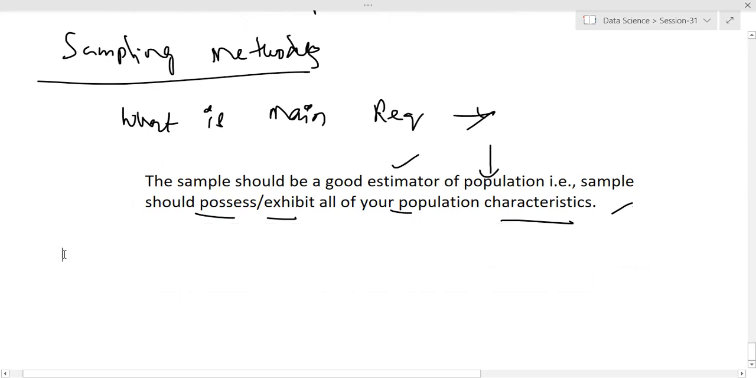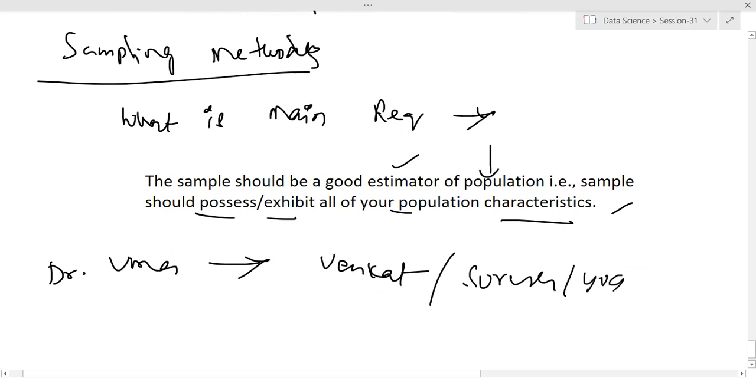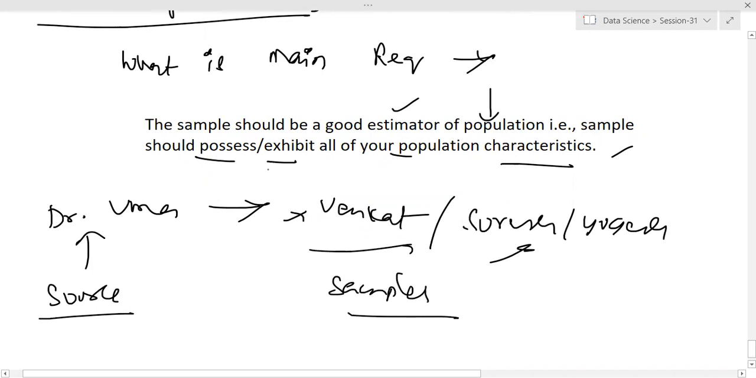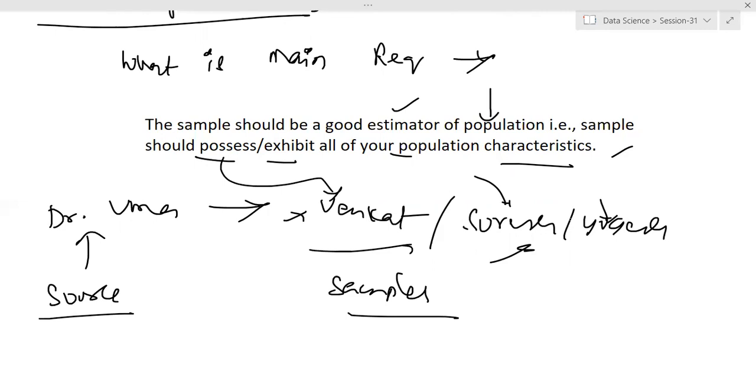Now you see, suppose someone, maybe Kumar or Rani, asks you how Dr. Uma is teaching, whether he is really teaching well or not. Maybe they are talking about Venkat or Suresh or Yogesh, somebody. Consider this: Dr. Uma is the source and Venkat and all these members are the samples. So if these guys can exhibit or possess the topics which I have dealt with in the sessions, then definitely Kumar or Rani would be happy, because this guy is teaching well, so that we can place our students in good companies, so that we can get a good reputation, like that.